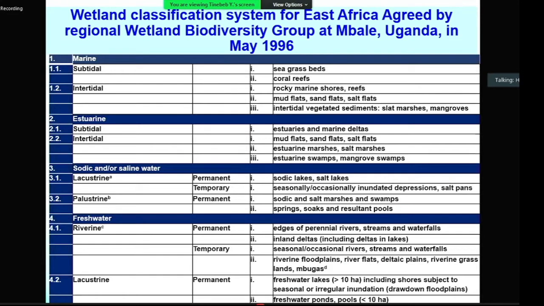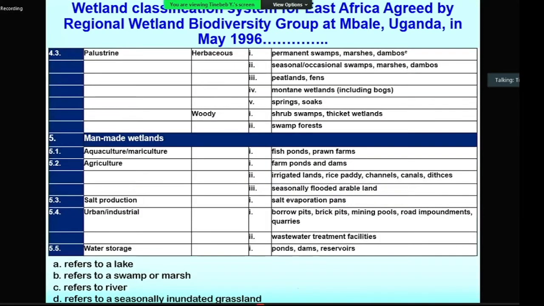And then the fourth category here is the freshwater, which includes as subcategories: riverine, which has permanent and temporary; lacustrine, which also has permanent and temporary; and then the third one is palustrine, which has herbaceous and woody.